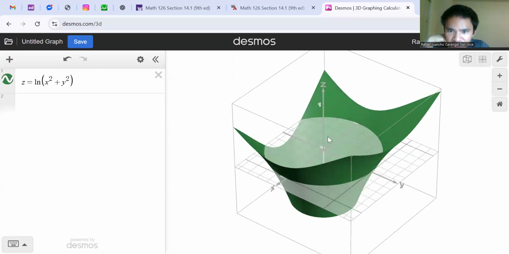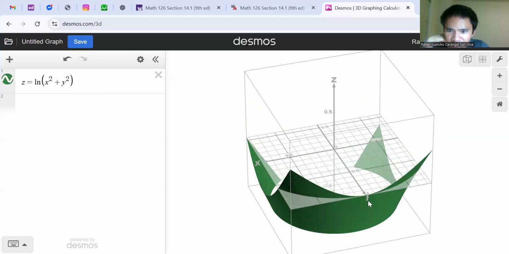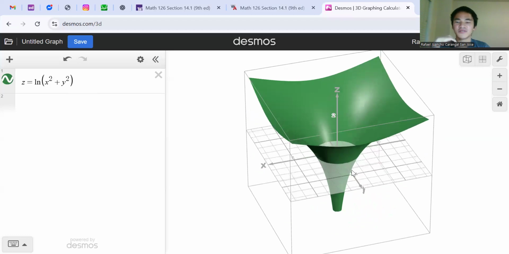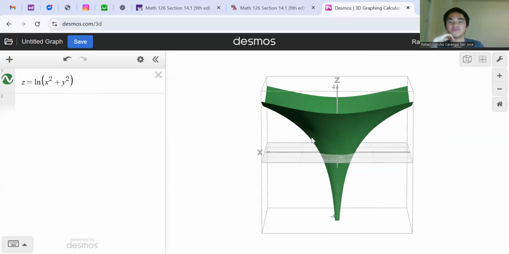This should have a radius of 1. Yeah, it's 1. Radius of 1, so it's a unit circle. So we have a logarithm and then a circle. Now we've identified the traces, and then from there we need to find our intercepts.